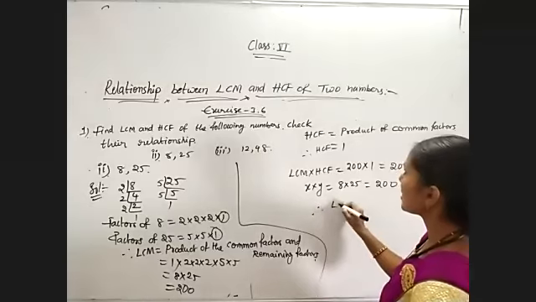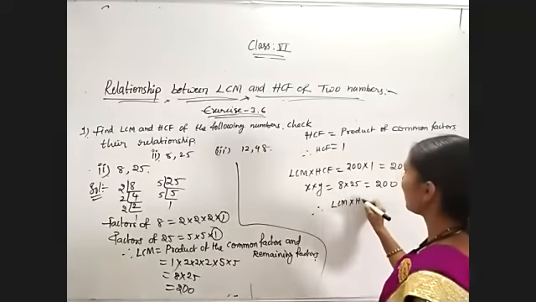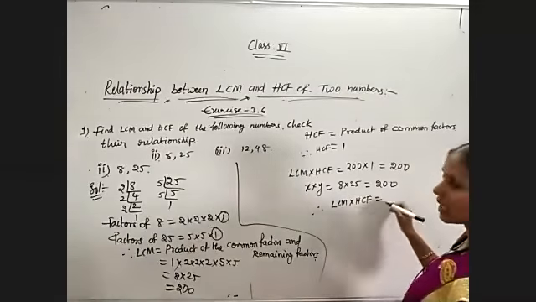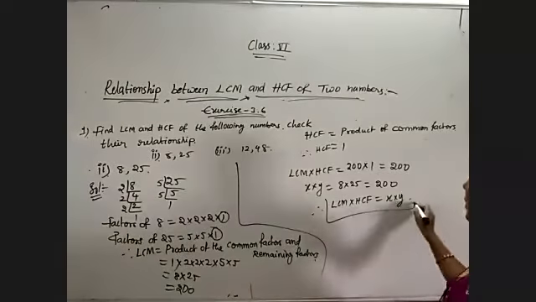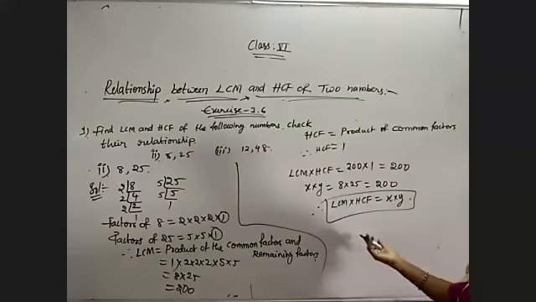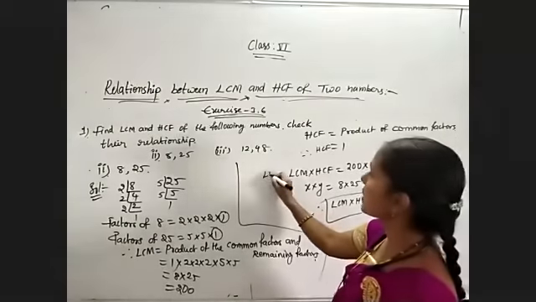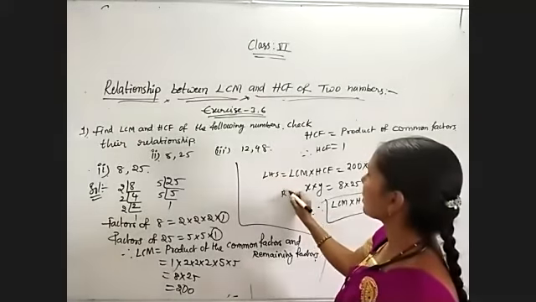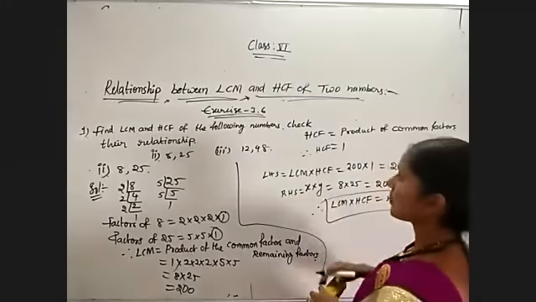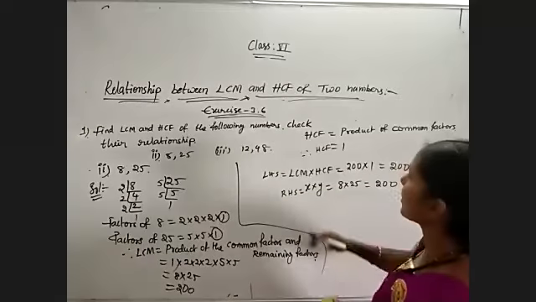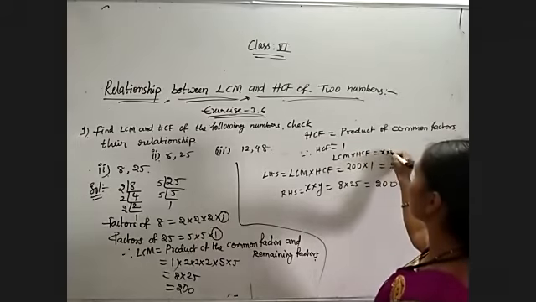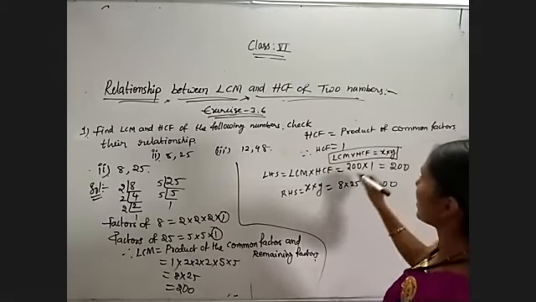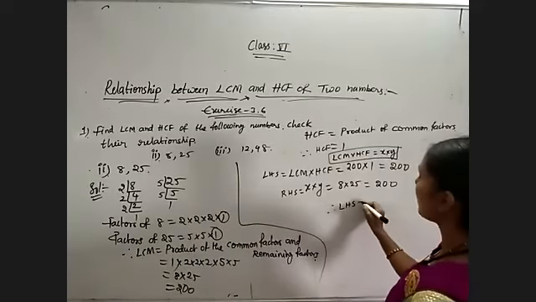Therefore, LCM into HCF of the given two numbers is equal to their product. So this is proved. Checking done. That's all. We have checked and it is true. If you want to take the LHS is equal to this one, the RHS of the relationship is equal to this one. So first of all, write the relationship: LCM into HCF is equal to the product of the numbers. By using this, find all this. Therefore, LHS is equal to RHS.